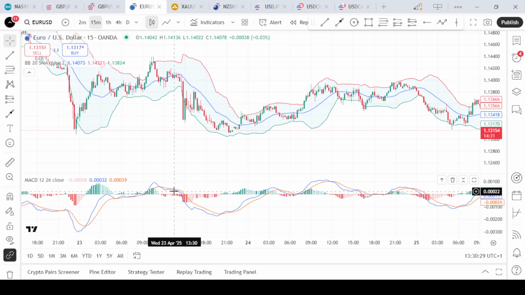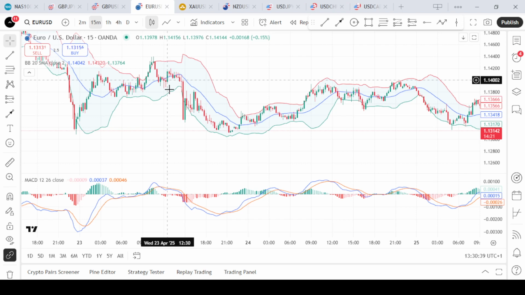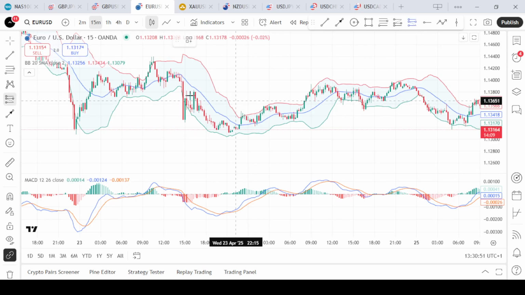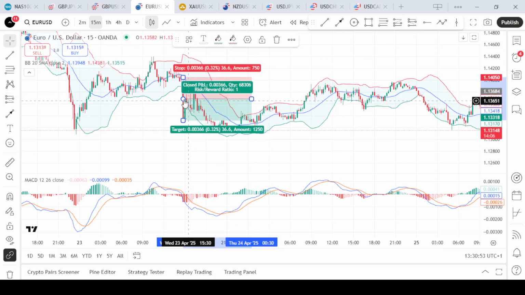How do you execute your trade? You enter once price has broken above the upper band for a bullish breakout, or you enter once you see price has broken below the lower band for a bearish breakout. So at this area where you see price has broken below the lower band, in this example, this would be where you would want to enter your trade.